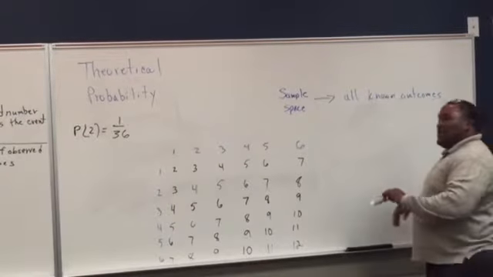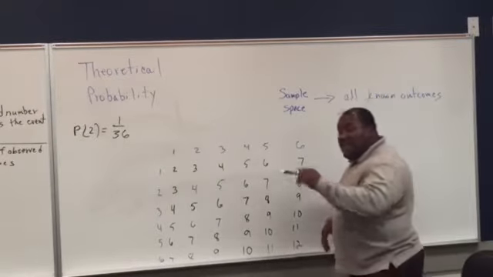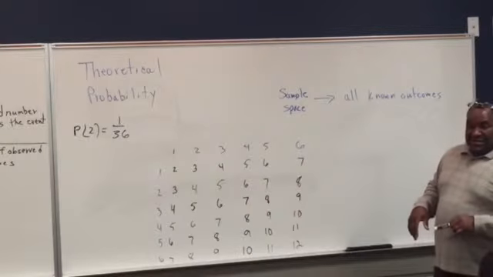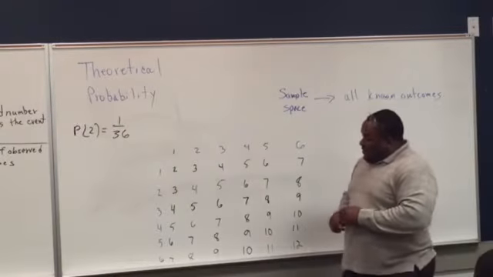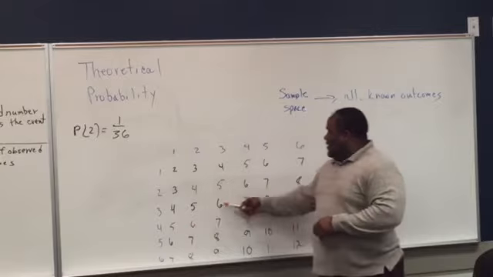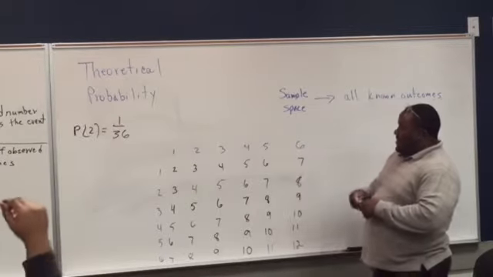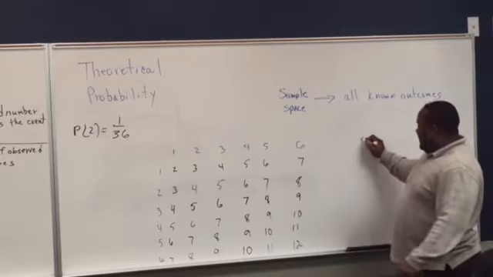Okay, now what's the probability of rolling a 6? I always tell people, look at the diagonal on here. 1, 2, 3, 4, 5. 5 out of 36, right? So the probability of 6 is 5 out of 36.